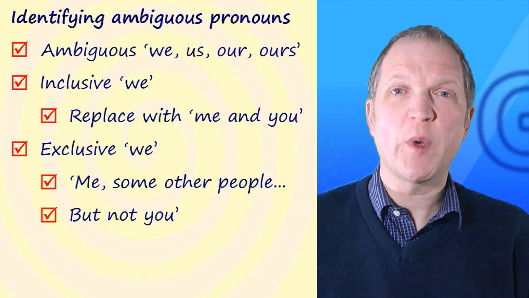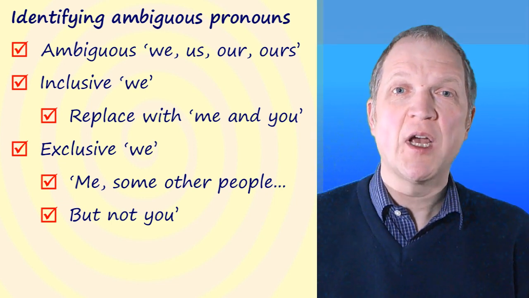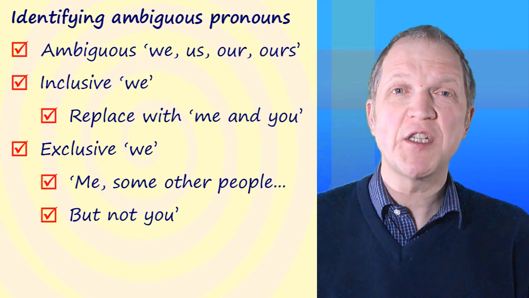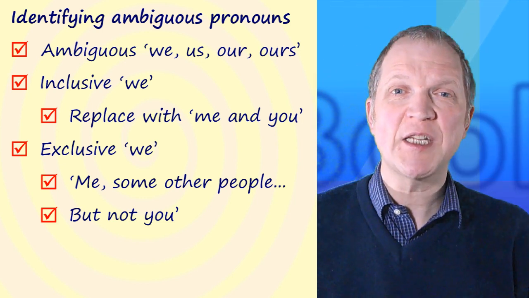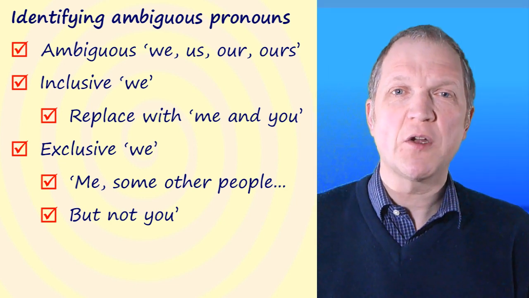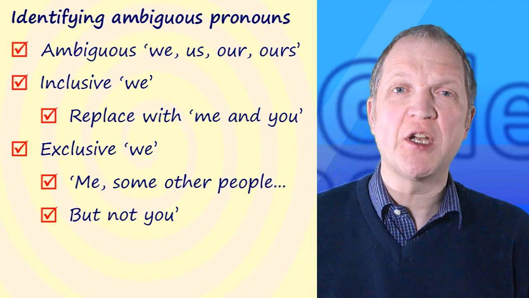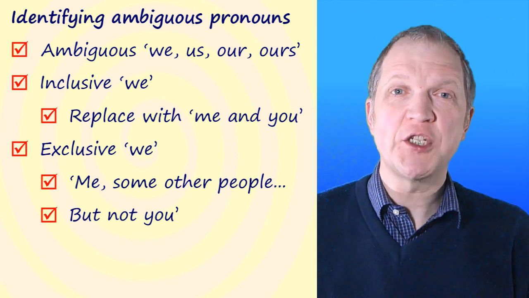Separately, the pronouns we, us, our and ours can be ambiguous because, in English, unlike in some other languages, there is no differentiation between an inclusive we, i.e. me and you, and an exclusive we, i.e. me, some other people, but not you. This is something to look out for, particularly in dialogue in your writing. If it looks ambiguous, you can usually fix it by changing a we to a you and I, or to a we but not you. Similar issues exist with the pronouns you, your, yours, which are discussed later in this video.